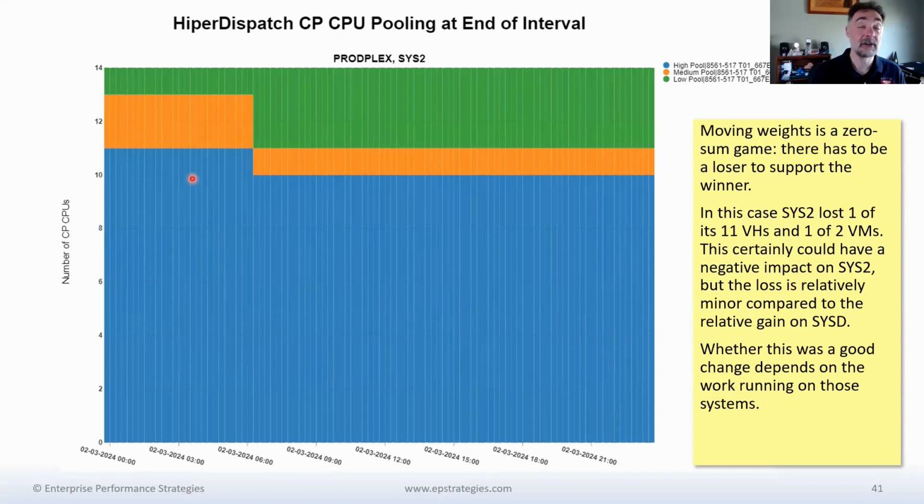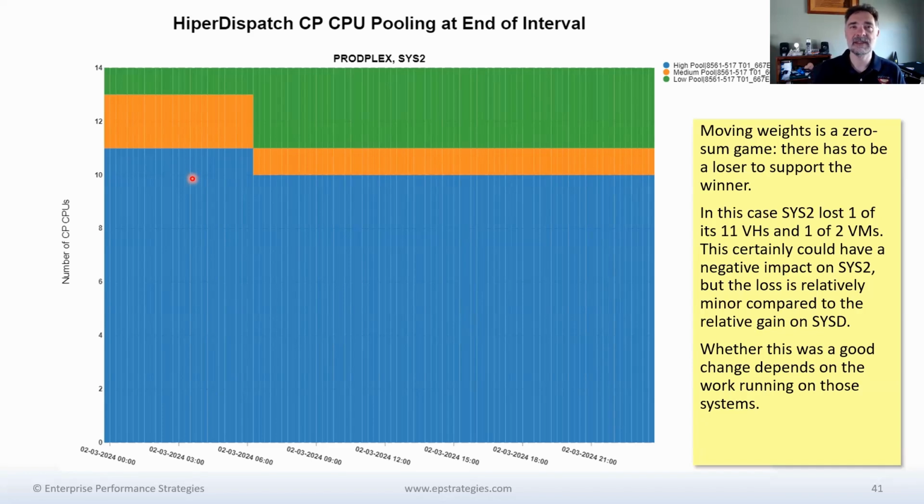The impact here is still, this very well may be noticeable for sys2, but the percentage impact in terms of the number of vertical highs impacted is much lower for sys2 than it was for sysd. So it's relatively minor on a percentage change, right? Relative change compared to sysd.